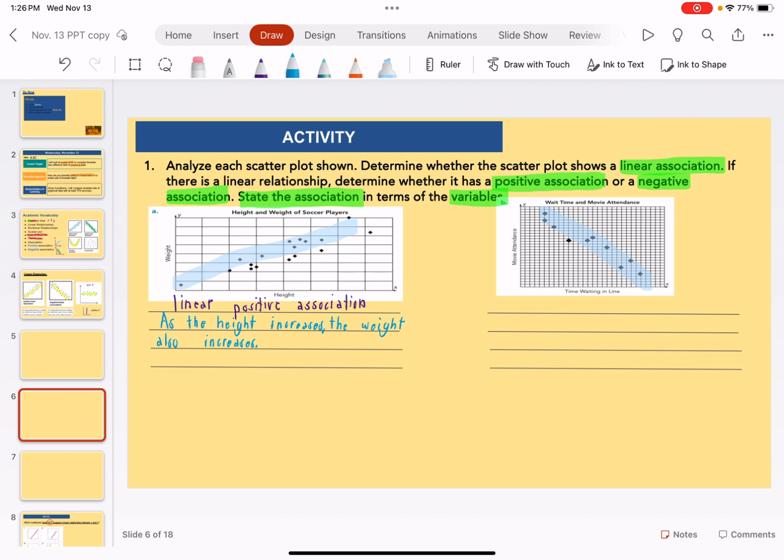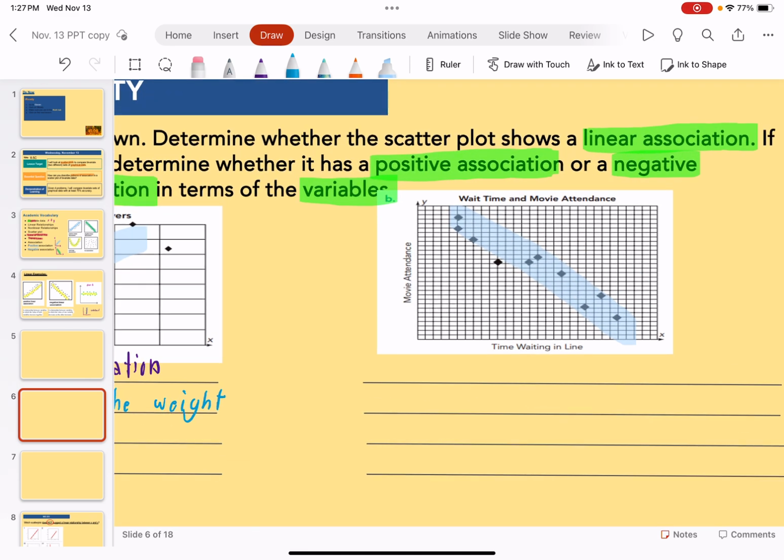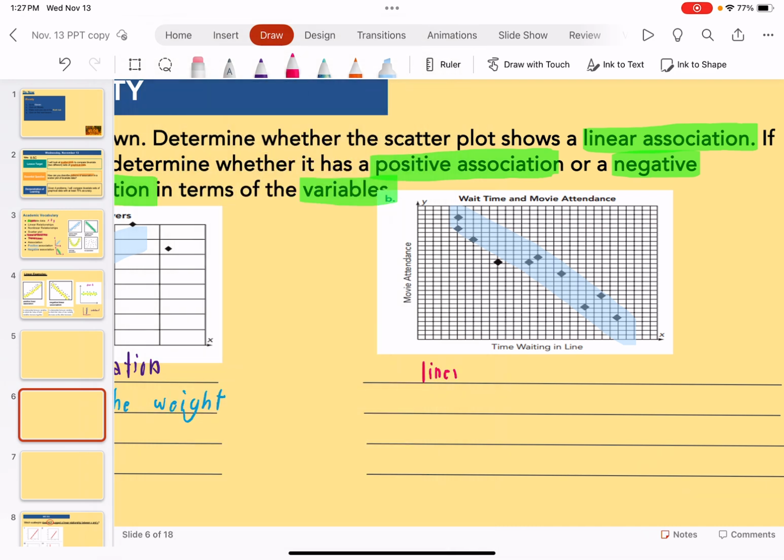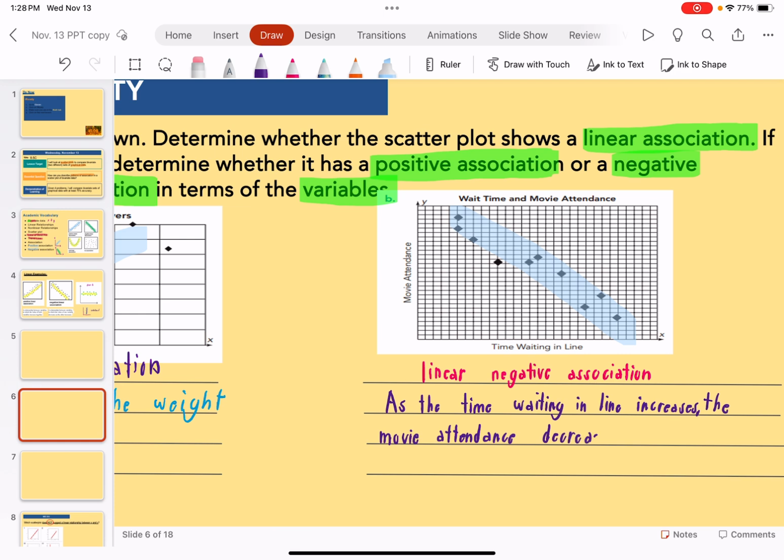Okay, for this graph on the right, you can see that it's talking about wait time and movie attendance, right? And so along our x-axis is the time waiting in line. Along our y-axis is the movie attendance. And you can see through my line of best fit, or my trend line, that this looks linear. It looks like a straight line. So it's linear, but instead of a positive association, it looks more like a negative association because the line is going down. So it's a linear negative association. And then, of course, now I have to write a statement comparing the units in the x and the y. So as the time waiting in line increases, the movie attendance decreases.